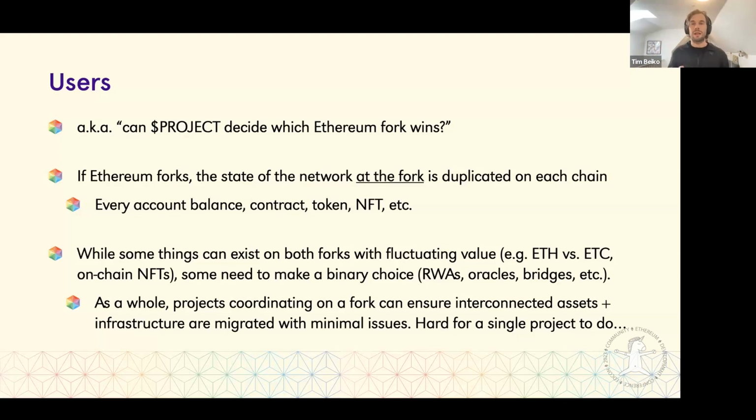And for some things, this is fine, right? So the native assets of the chain, like ETH, for example, can live on both forks, and it might just have a fluctuating value. And you've seen this in the past with ETH and ETH Classic. There are also some on-chain NFTs that might be totally fine.